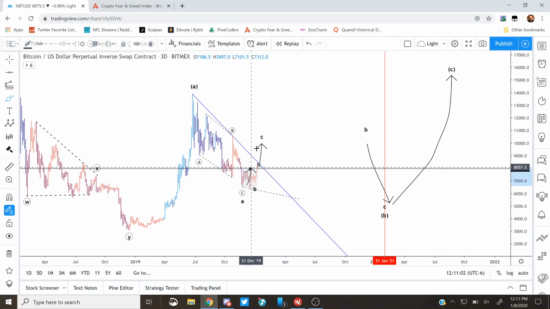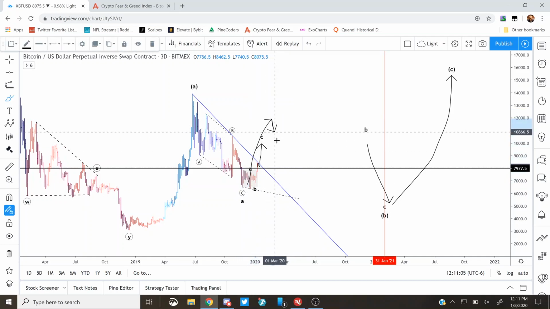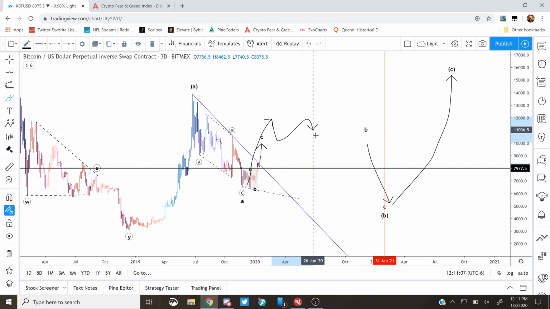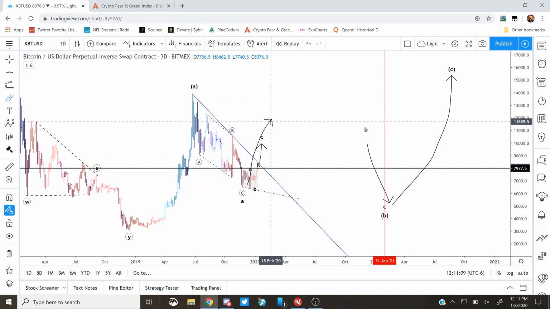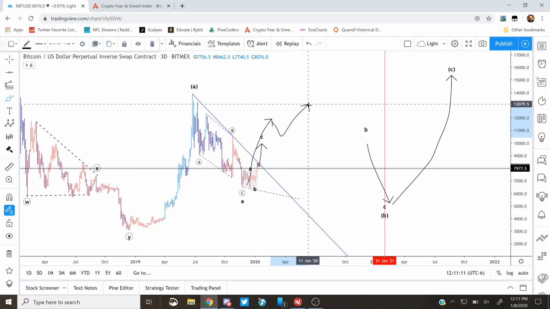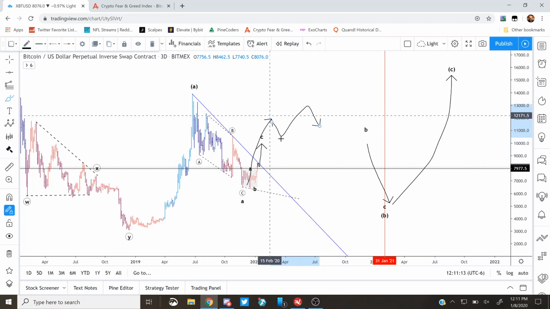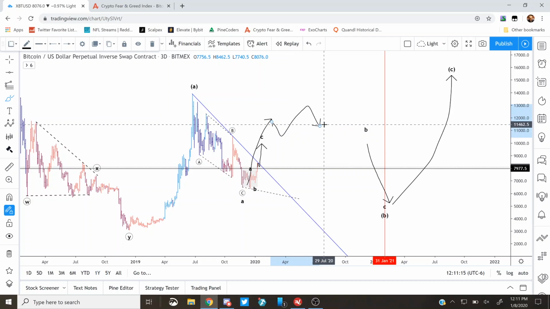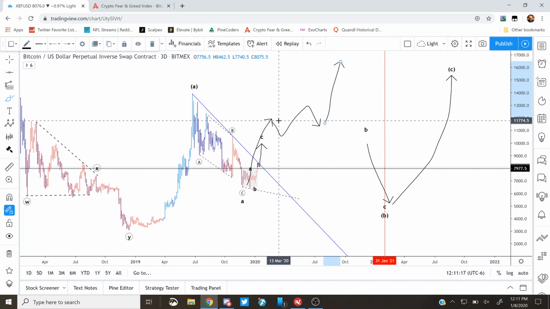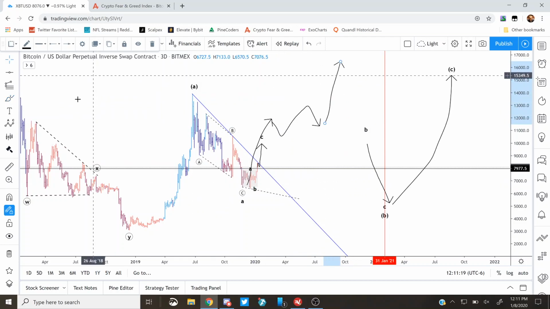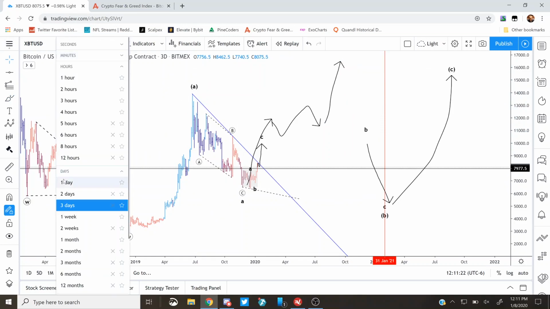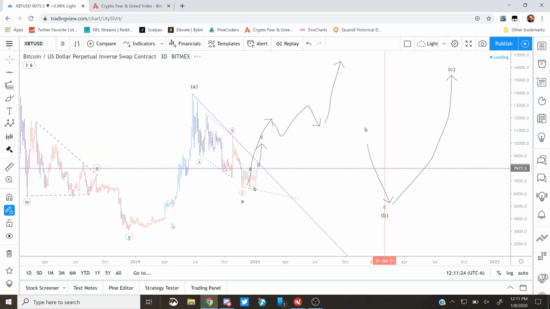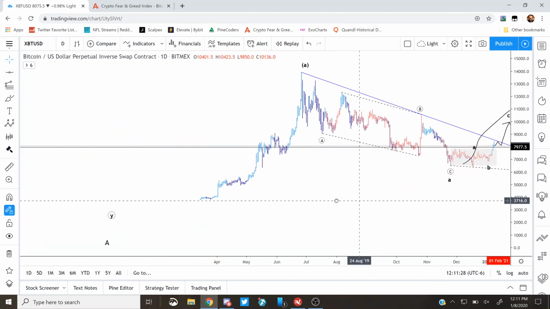Sorry, let me redraw that. So say we come up and then we do this, or even this, where it's an upward sloping correction, then I get bullish for a continued move upward. Upward sloping corrections were very common in our previous move up of 350%.